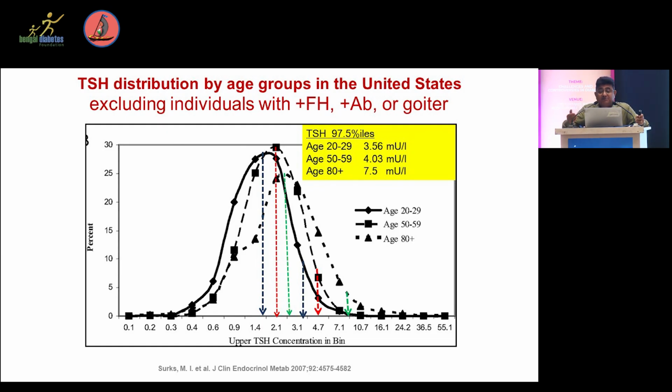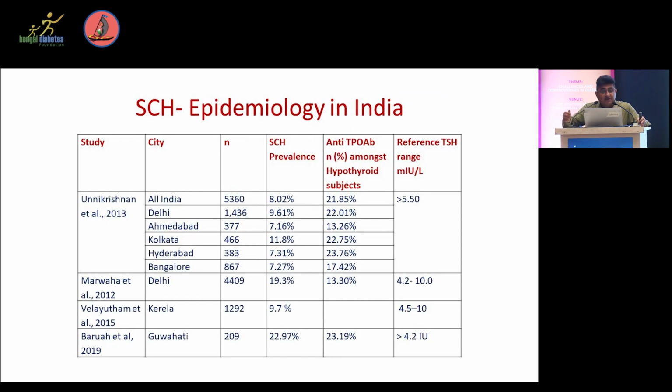So what is the prevalence of subclinical hypothyroidism? Actually, it's very interesting. Subclinical hypothyroidism, if you take the cutoff of 4.2, it is lower in the younger population. For the older population, it is higher. So TSH rises according to age. Every decade there is a rise in TSH.